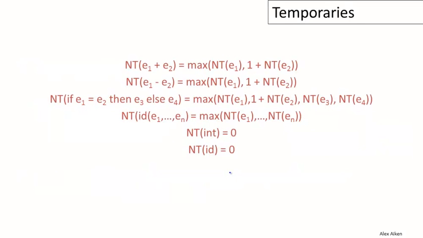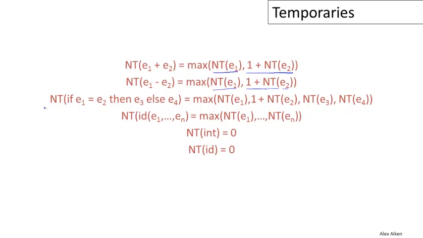So generalizing from that one example, here's a system of equations that describes the number of temporaries needed to evaluate every kind of expression in our little language. So let's take a look. So we already talked about E1 plus E2. It's just the max over the number of temporaries to evaluate E1 and 1 plus the number of temporaries to evaluate E2. So E1 minus E2 is exactly the same thing. It has the same structure. It's a different computational operation, but it's a binary operation, and we have to save the value of E1 while we evaluate E2. So it's the same formula.